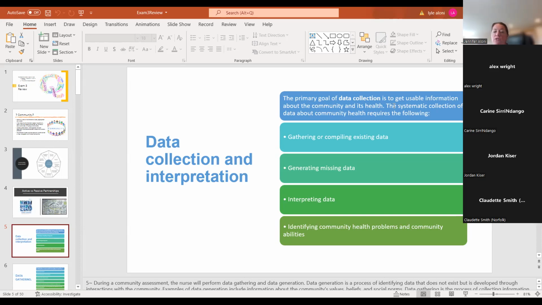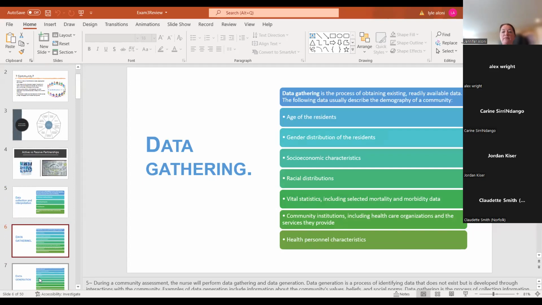And what's the information going to be about? The community. Yeah, community. And we're going to look at that information. We're going to look at records so that we know what's already there. We're also going to look for things that are missing. What can we find out? So data collection is how we do this. And we're going to look at readily available things when we do data gathering about a community. We're going to look at the age, we're going to look at gender, socioeconomic characteristics, racial distributions, vital statistics, community institutions like healthcare, hospitals, and personal characteristics regarding health.